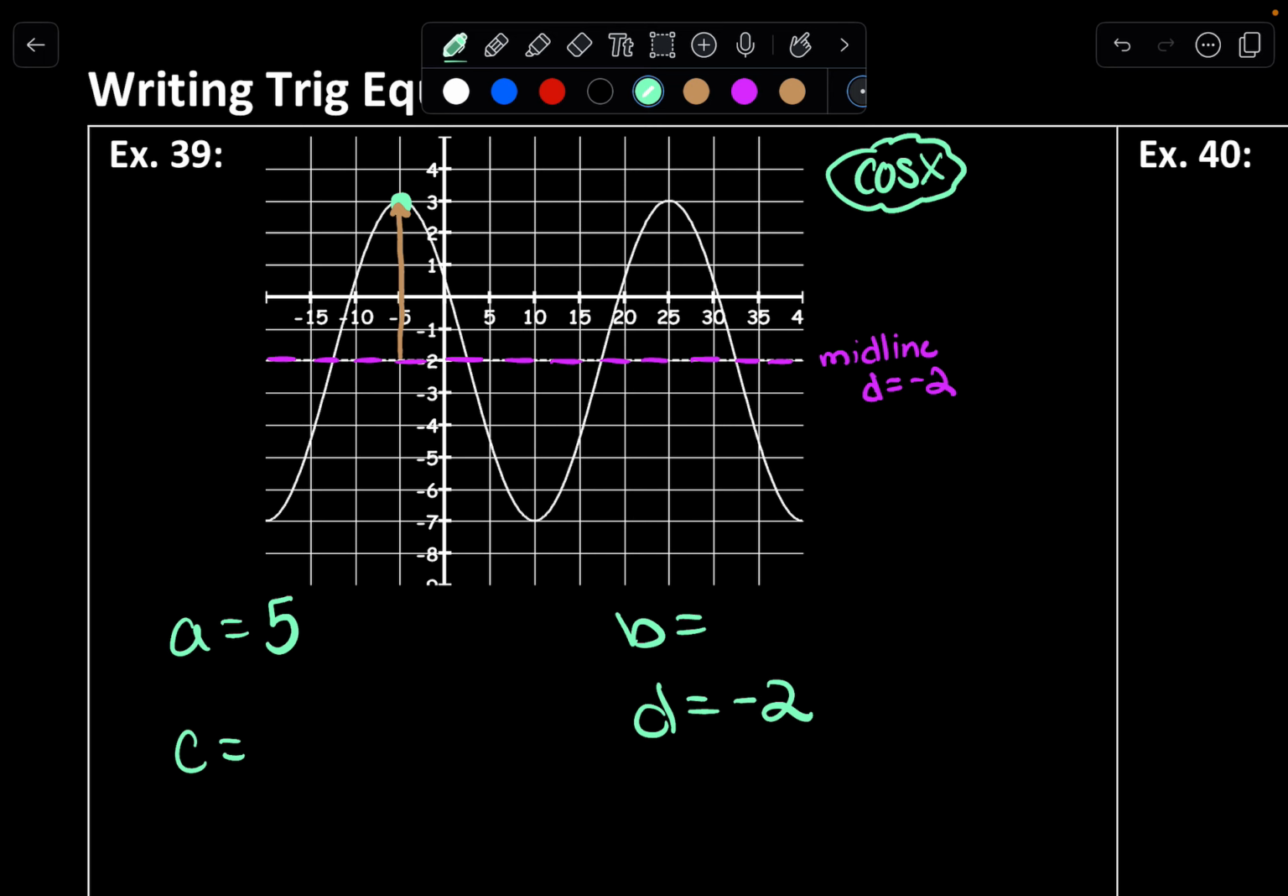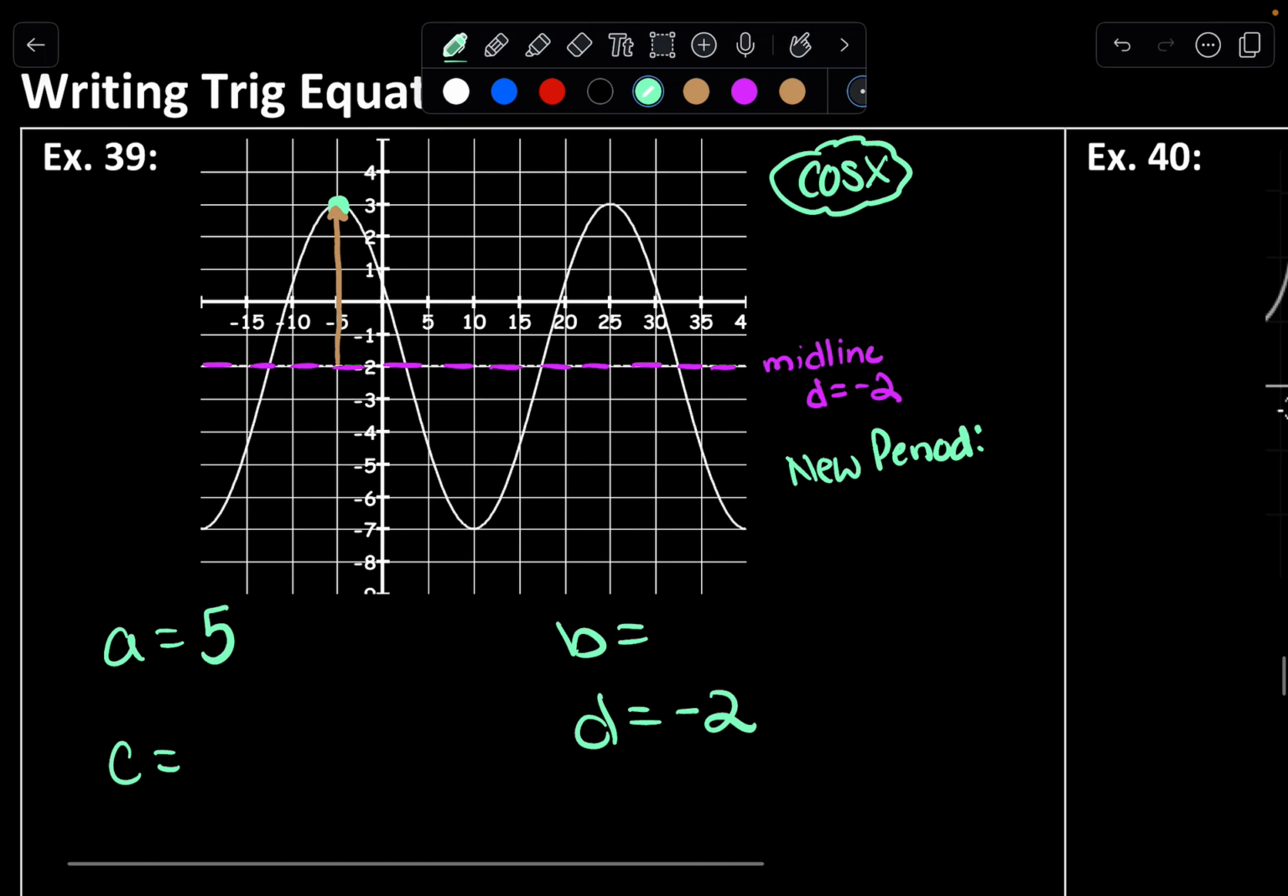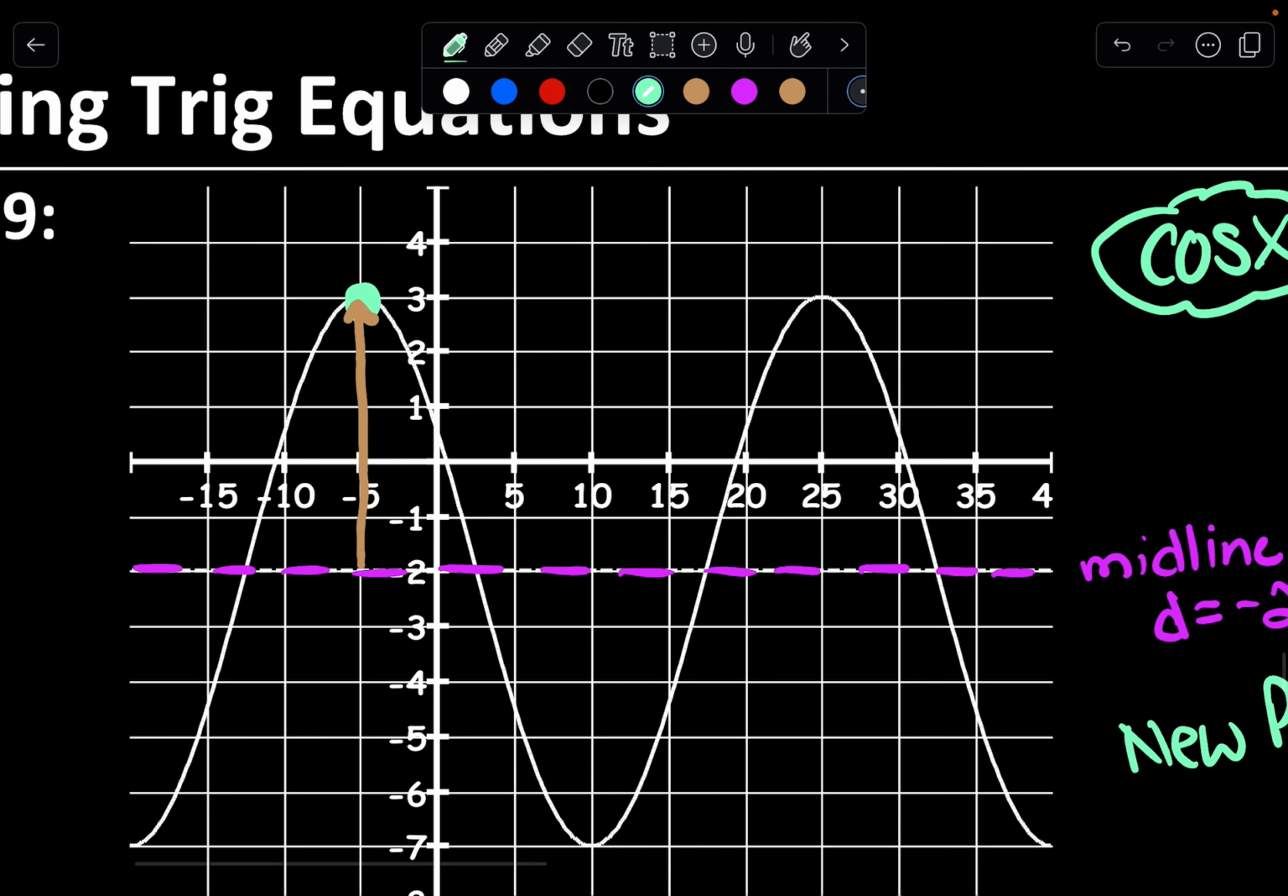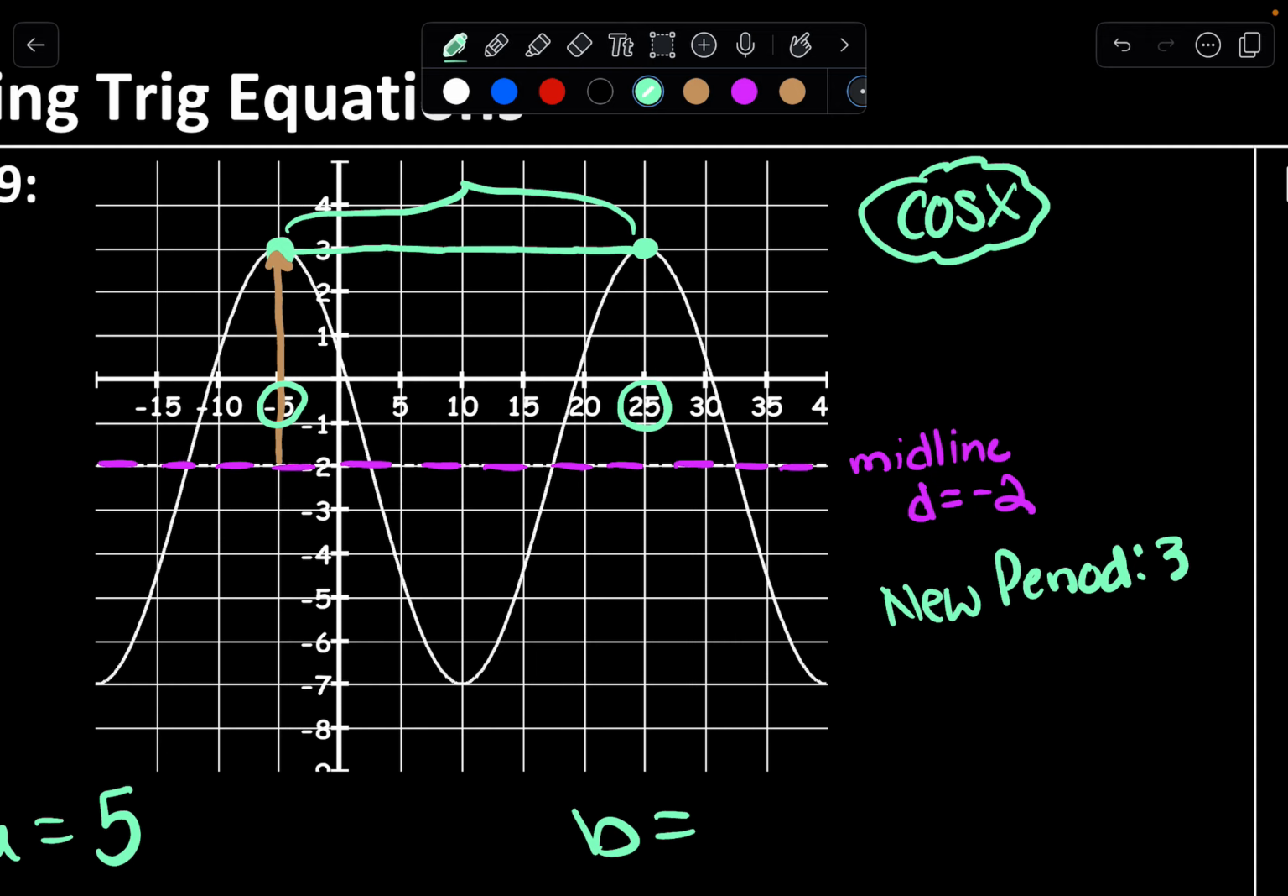The next one I'm going to look at is the b value. So for the b value, we need the new period. So the period of this transformed function. And again, this is why I use cosine, because I'm going to be using this maximum multiple times. And I can use it for the period as well, because if I look from maximum to maximum, that is going to give me my new period. So if I look at this one, they are 1, 2, 3, 4, 5, 6 units apart, or 6 tick marks, I should say, because this maximum is at -5, this one is at 25, therefore the new period is going to be 30.